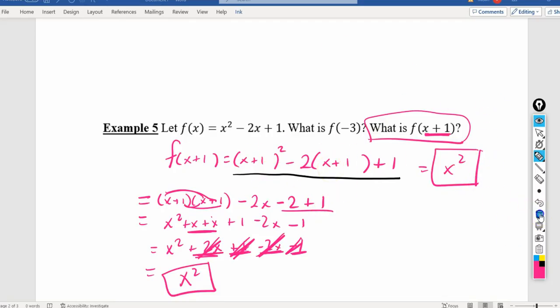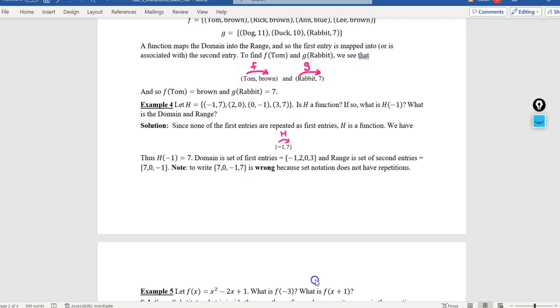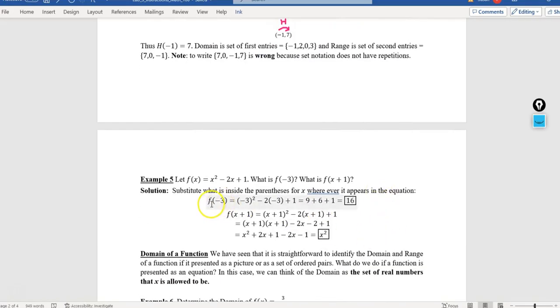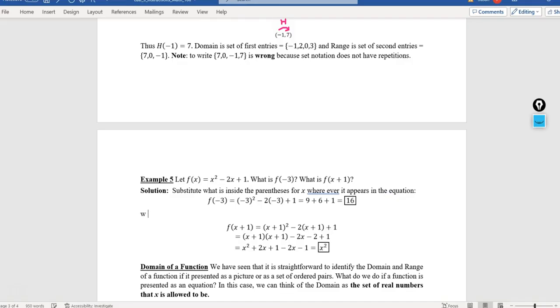And again, if we look at the lab, okay, so this shows you how we got f evaluated at -3, and then how we got f evaluated at x plus 1. So we took our formula for f and we write it without the x. So the next thing I want to do is write the formula for f with blank parentheses in place of the x.